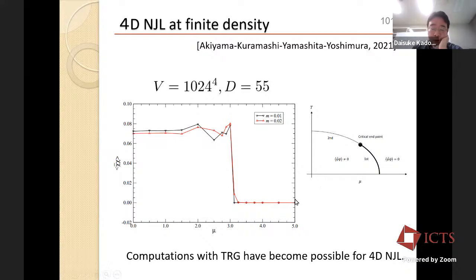So in the dense region of almost zero temperature, the chiral condensate vanishes for large values of mu, and actually the numerical computation results show such a behavior. Okay, so we can say computation with the TRG has become possible for the 4-dimensional NJL model.